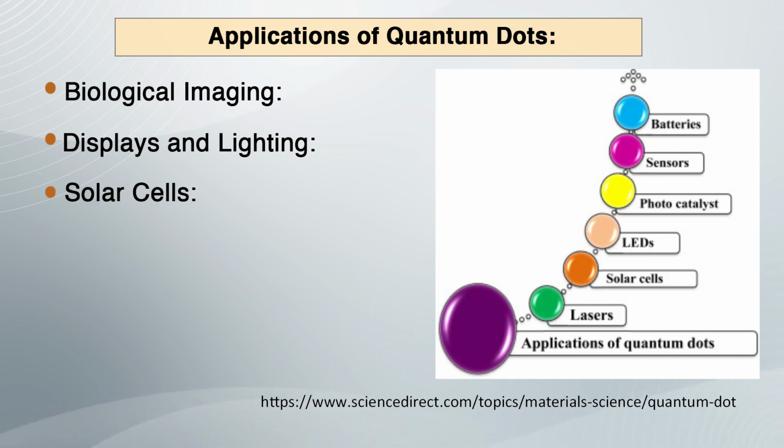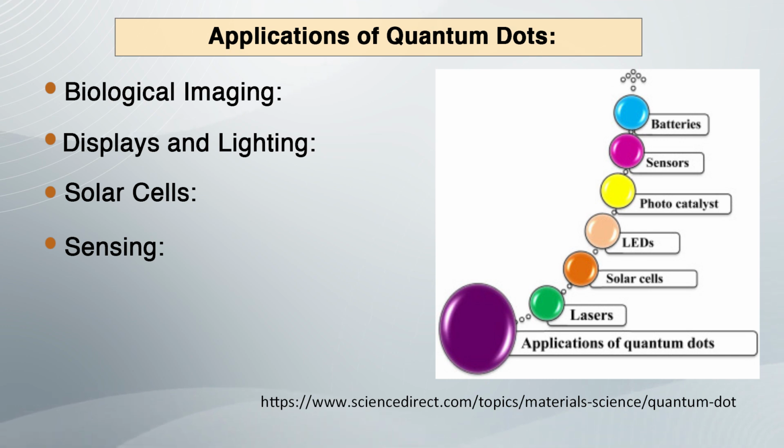Next is solar cells. Quantum dots are explored in the field of photovoltaics to improve the efficiency of solar cells. Their tunable optical properties allow for better absorption of sunlight and more efficient energy conversion. Quantum dot based solar cells aim to surpass the efficiency limit of conventional silicon solar cells by utilizing a broader range of the solar spectrum. Next one is sensing applications.